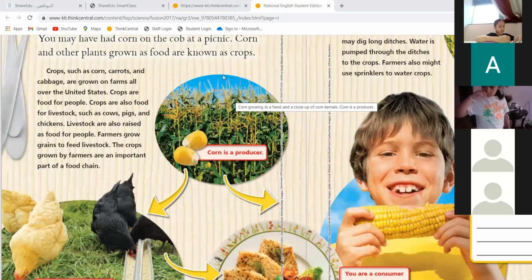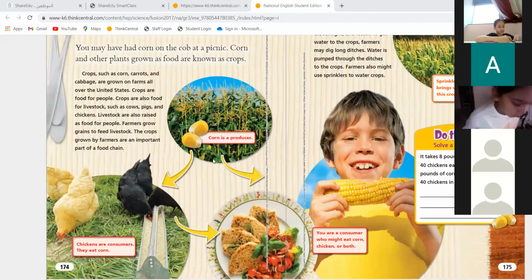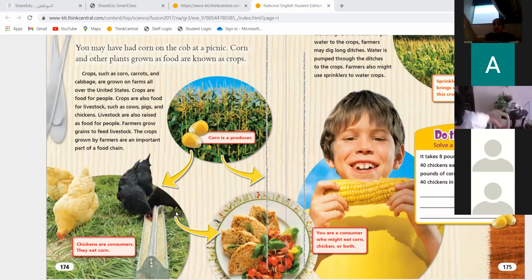Now, who will eat this corn? Take a look at this picture. Who will eat this corn? The chicken. Excellent. The chickens are consumers. They eat corn. And who eats chicken? The humans. We are consumers who might eat corn or chicken or both.